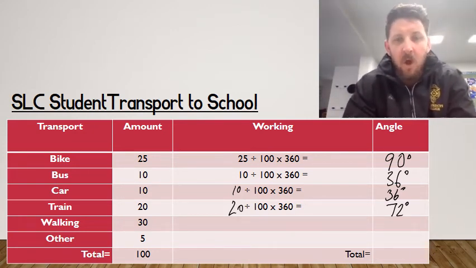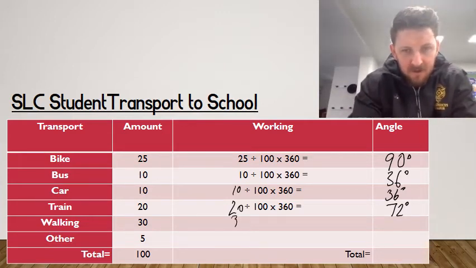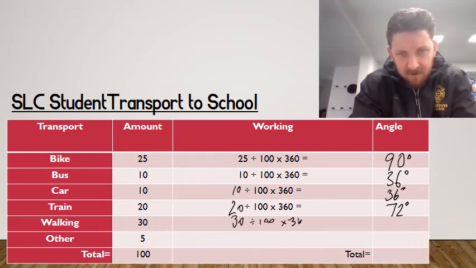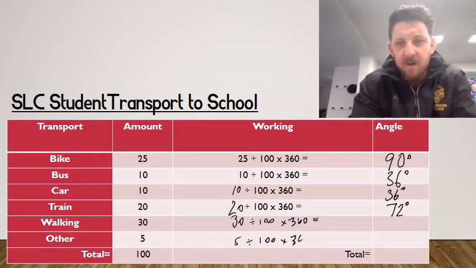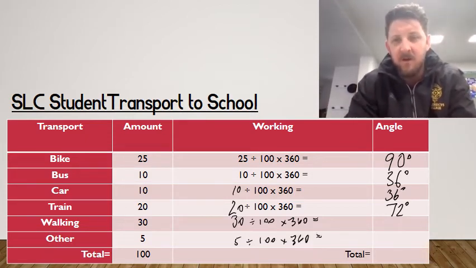Next one. Stop it here, gents. See if you can do the whole line of the equation for the working, for both walking and others. I'm going to write those in a minute, and we're going to see what they've come out as. Okay, let's have a look. If you had 30 divided by 100 times by 360 equals, you're going well. And if you had 5 divided by 100 times by 360, you're doing quite well.